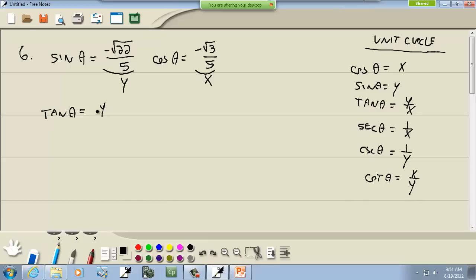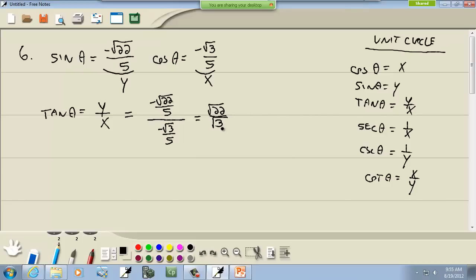Okay, so tangent is equal to y over x. Y we said was negative square root of 22 over 5, all over x, which is negative square root of 3 over 5. Now, we got a single fraction over a single fraction, so remember that if you have the same denominator, they both have 5, those 5s are going to cancel. The negatives will cancel. Negative divided by negative is positive. So we got square root of 22 over square root of 3.